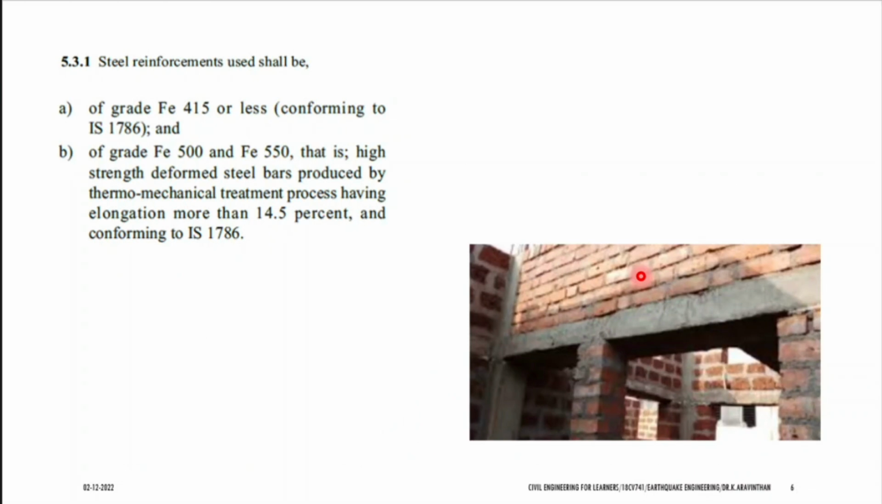Steel reinforcement used shall be of grade 415 or less. According to earthquake resistant structure requirements, you should not use a grade of steel more than Fe 415. If you are using mild steel, it is good for earthquake resistant structures. If you are using Fe 550 and 500 grade, then what point should be noted? The elongation should be more than 14.5%. Whatever grade you use, you can use, but the elongation should be what? 14.5. If you have a 100 centimeter rod, how much should it elongate?